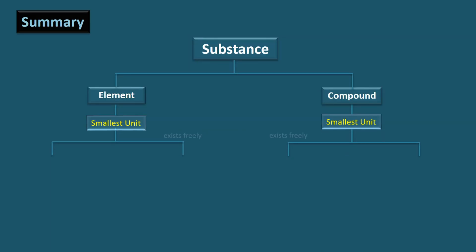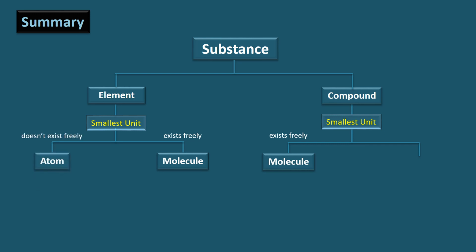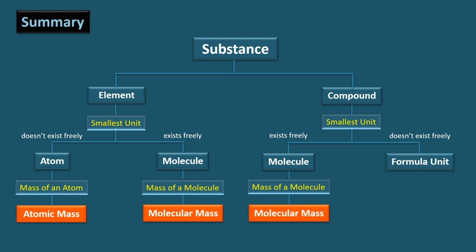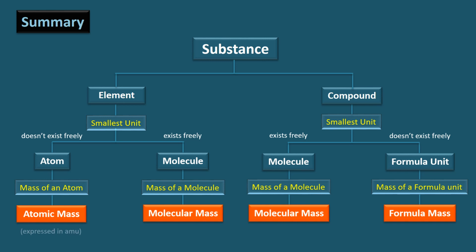The smallest unit of an element or a compound, if exists freely, is called molecule, and if it does not, for an element it is called an atom, for a compound it is called formula unit. Mass of an atom is called atomic mass. Mass of a molecule is called molecular mass, whether the molecule belongs to an element or a compound. And the mass of formula unit is called formula mass. All of these masses are expressed in AMU.